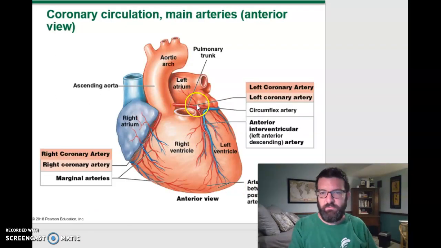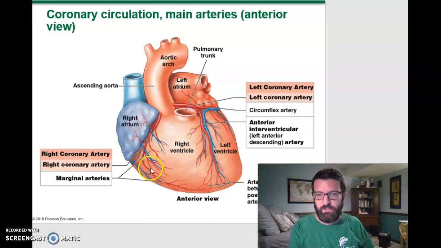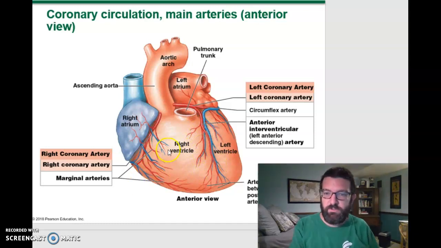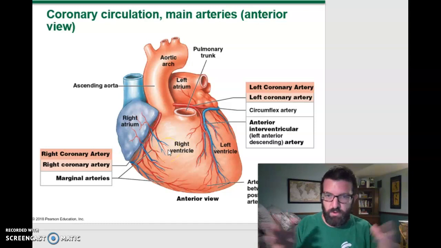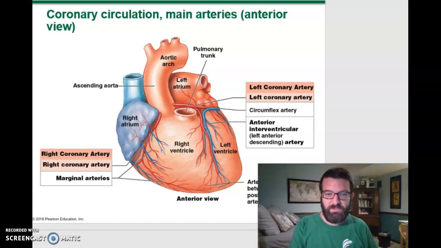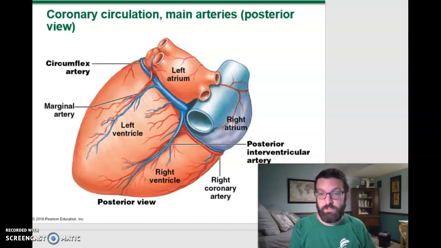Here's another labeled view of the circumflex artery and anterior interventricular artery. Notice that eventually all these arteries will branch into what are called marginal arteries. This just means that they're smaller and smaller and smaller, and we are not going to learn their names in this class. Now, this is from the posterior angle. As promised, the right coronary artery comes around and branches down here and becomes the posterior interventricular artery, whereas on the left side, the circumflex artery comes down and then branches into more marginal arteries.